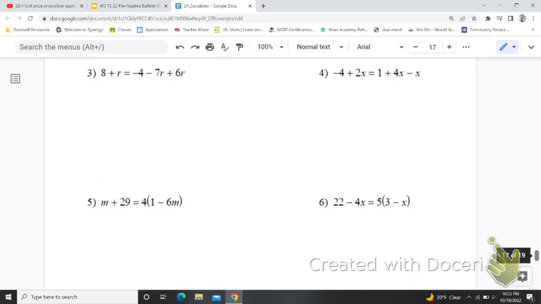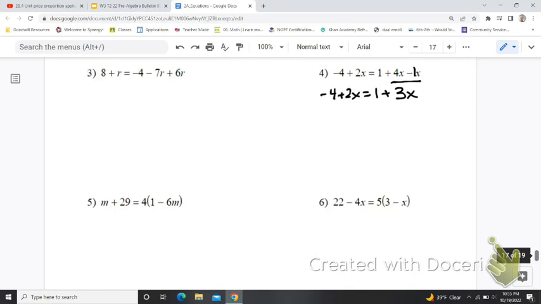So on the left side, there's no parentheses and there are no like terms. So it's as simple as possible. On the right side, we have some like terms. 4x, take away x, remember that's like saying take away 1x, becomes 3x. The rest of the problem at this point is staying the same.